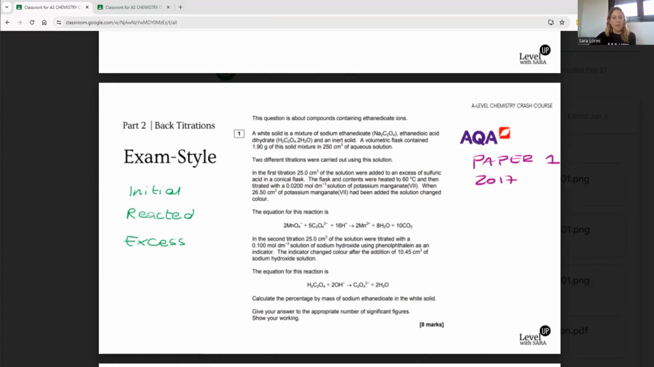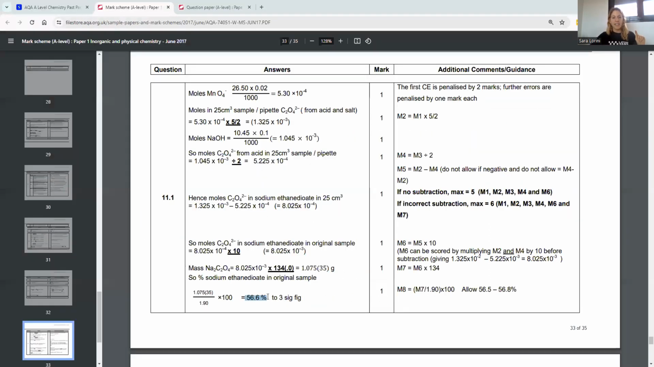Okay, so going back to the mark scheme, this is the final answer. I hope you gave it a go, and let me know in the comments if you made it, if you got a different value. Let me know if you need any help with it.